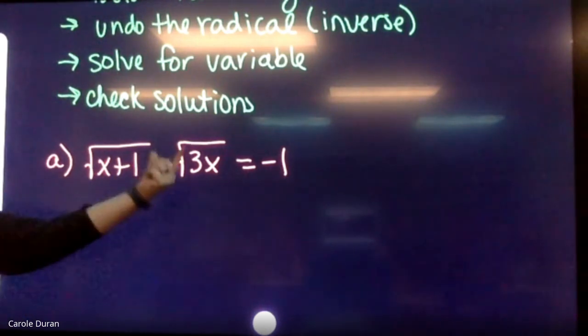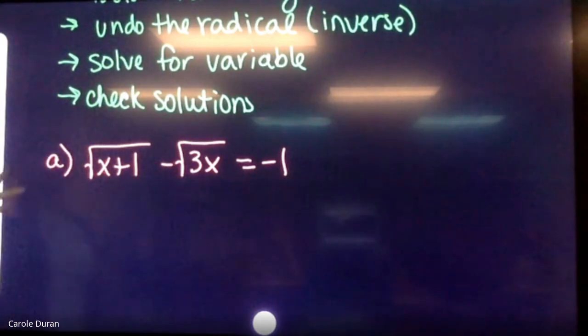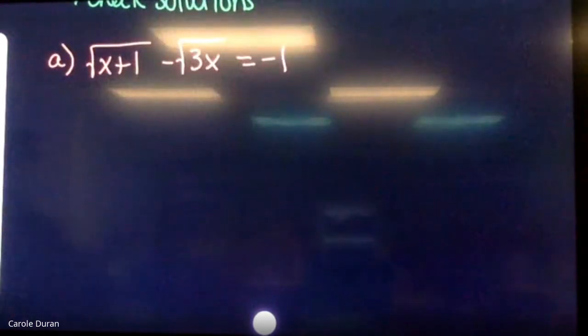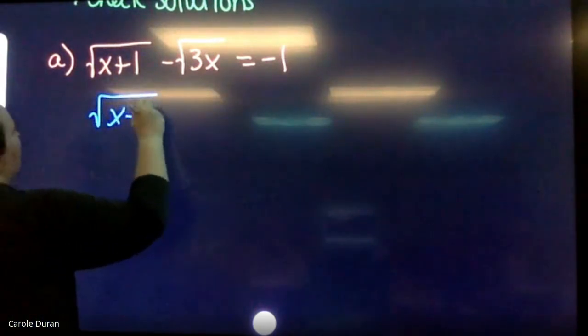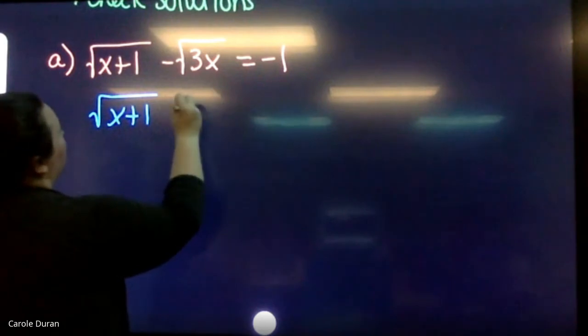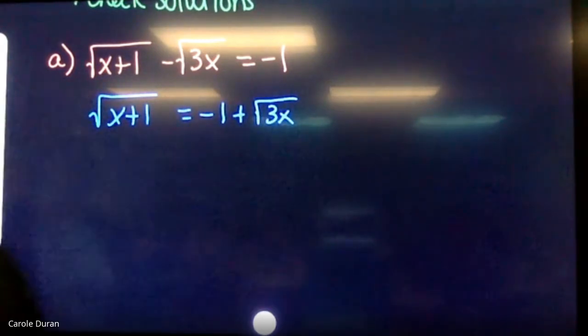The second one, because it's currently negative, so when I move it, it's going to become positive. When I move it, I literally mean move it like you would any other number. So I'm going to add that across. And when I do, I get the square root of x plus 1 equals -1 plus the square root of x.